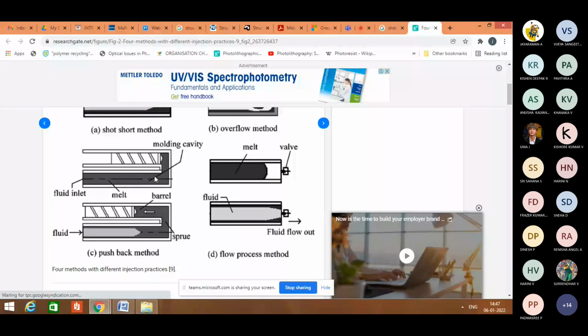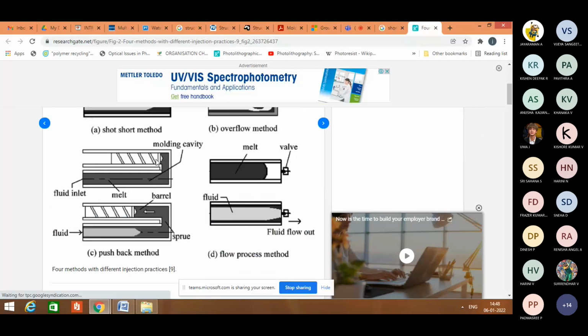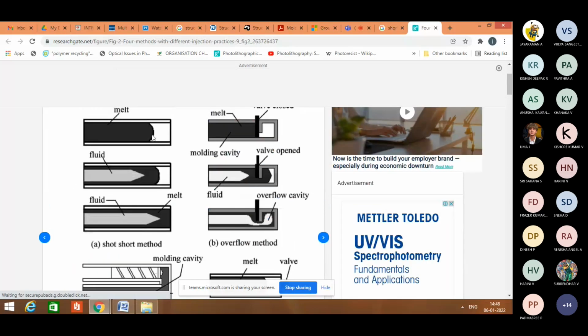This location is slightly different from the previous approach. In this approach, the water pin is located after the polymer melt, and from this point the water is injected. Because of this, the molten polymer is pushed back to the injection unit.